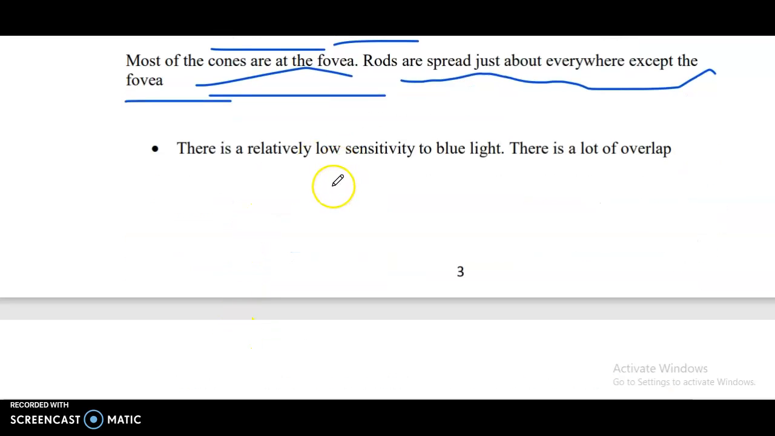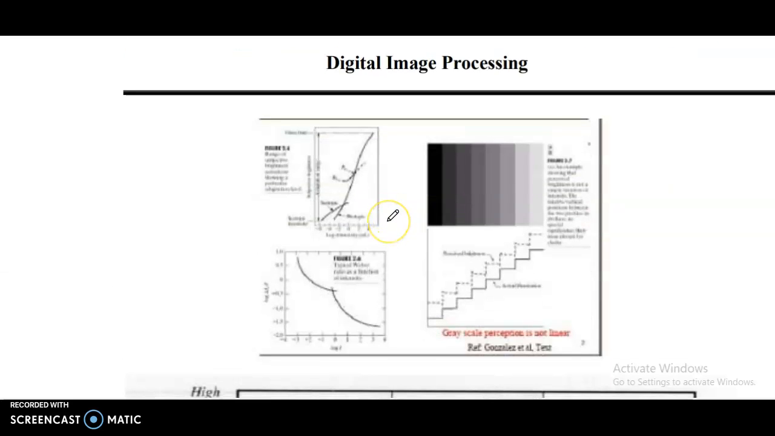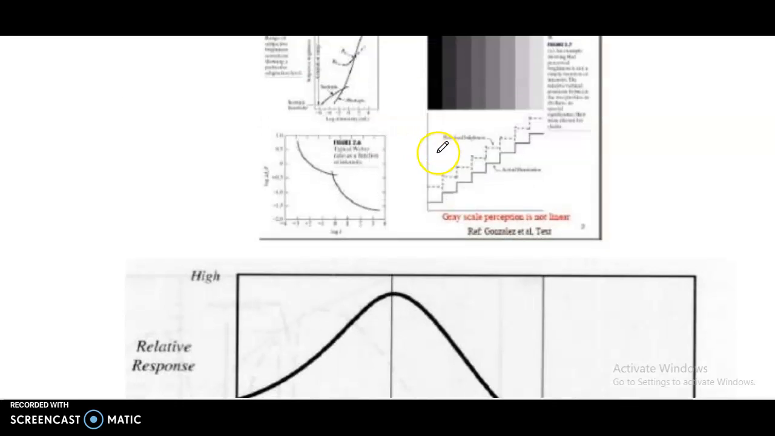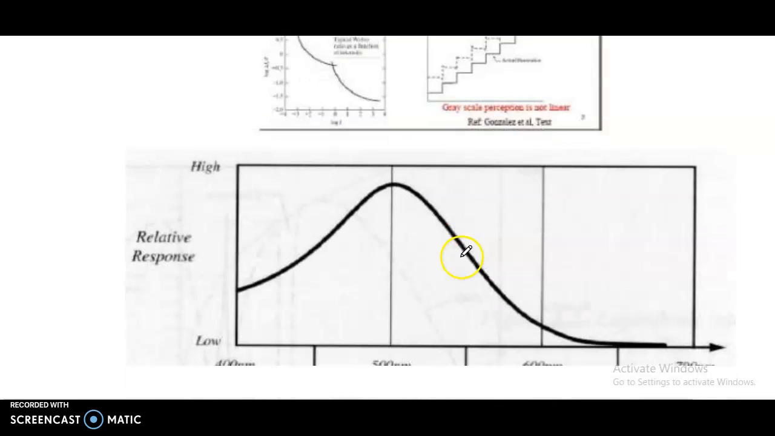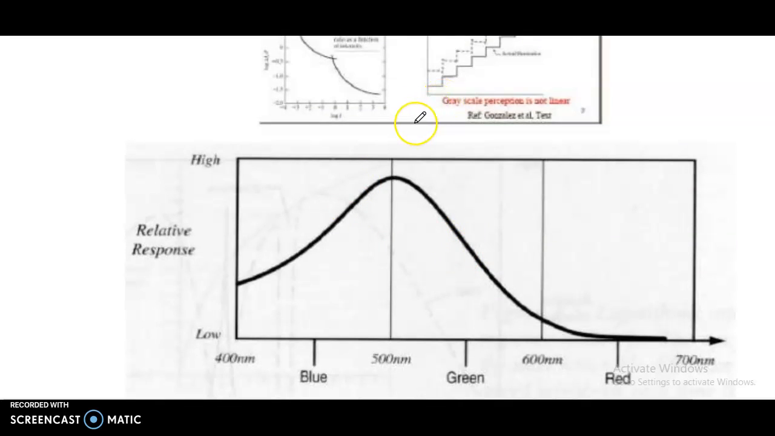There is relatively low sensitivity to blue light. There is a lot of overlap. Grayscale. Perception is not linear here.